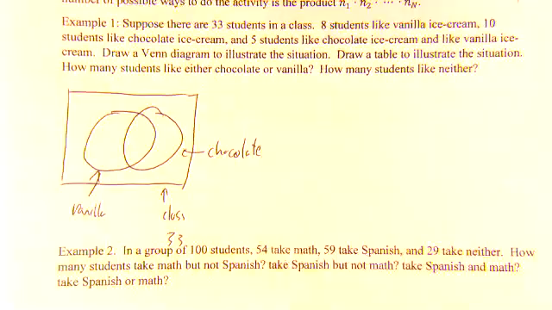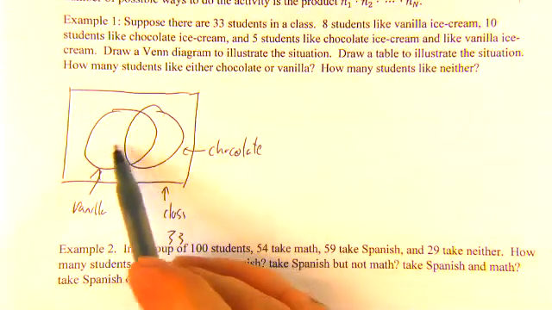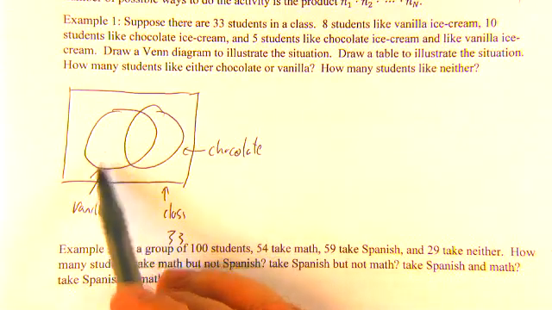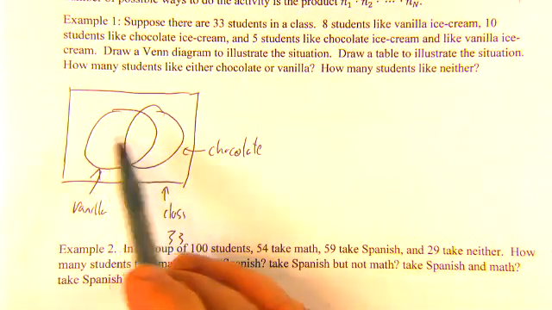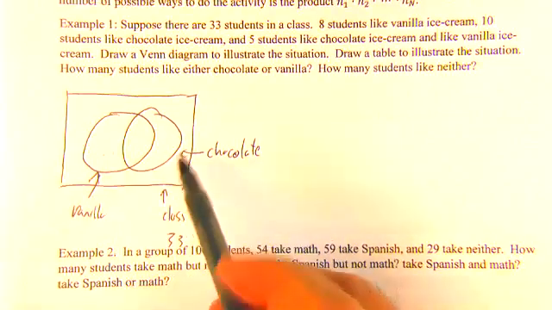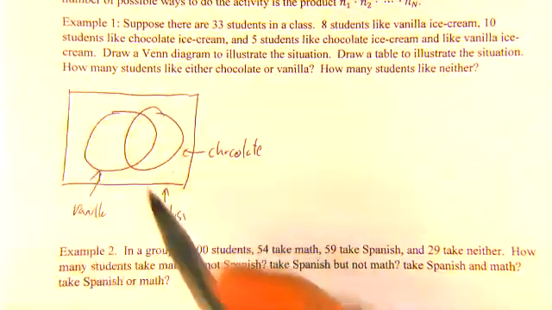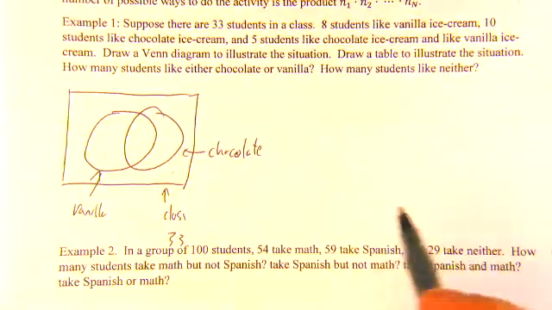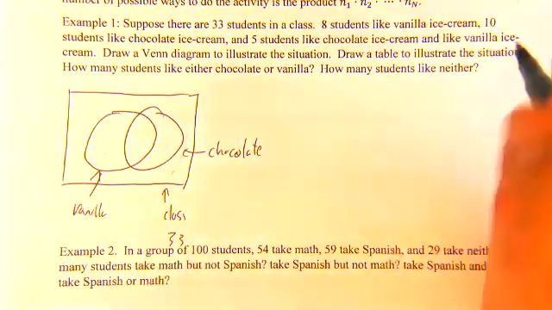Okay, so we have to be a little bit careful. Vanilla is broken up into 2 parts. Some people like vanilla but don't like chocolate. That's these people. Some people like vanilla and chocolate. Likewise, some people like chocolate but they don't like vanilla. That's those people. And the people outside, they don't like either one. So we have to be a little bit careful about putting the numbers into the box.